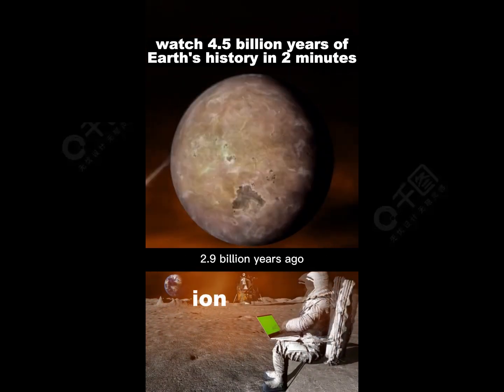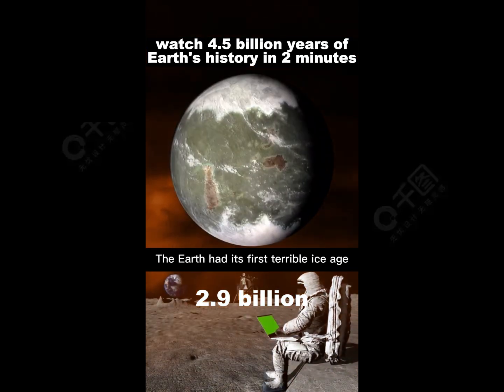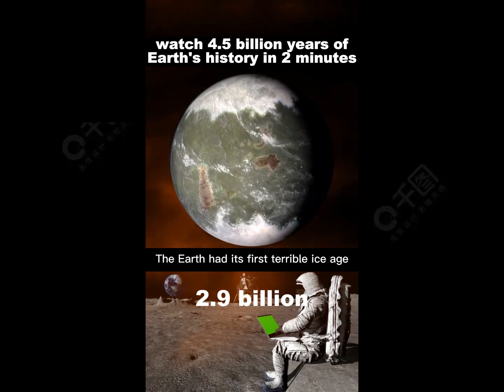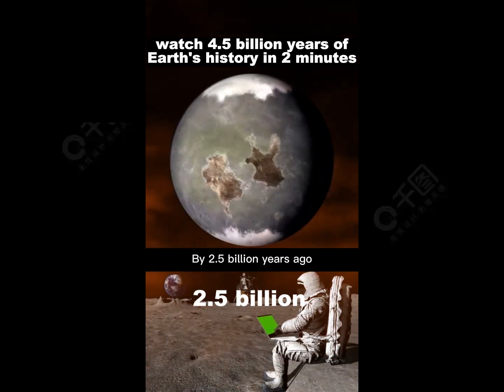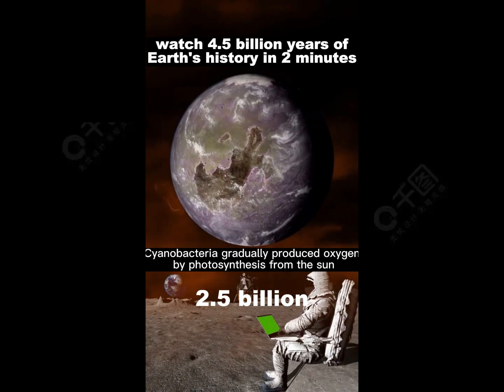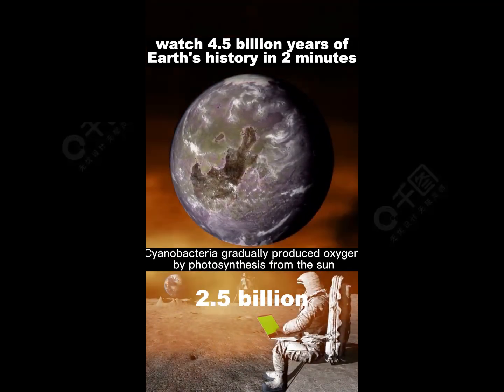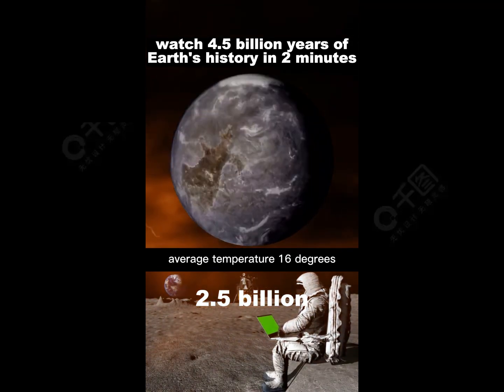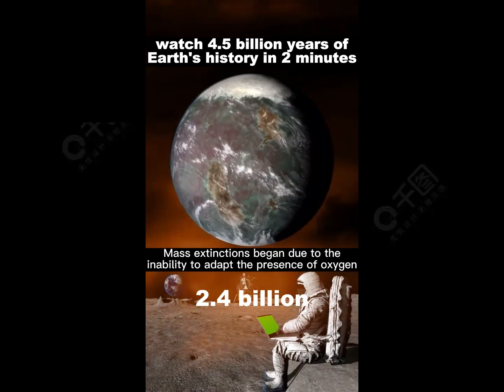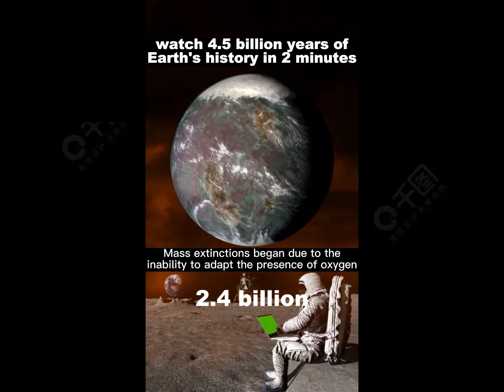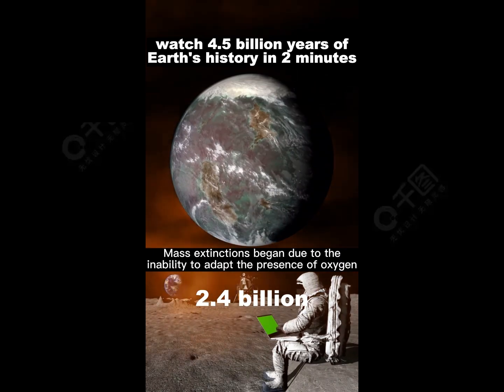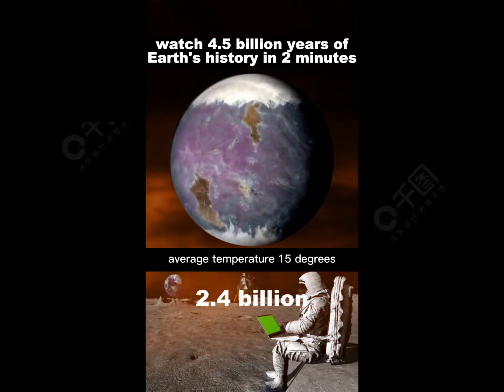Average temperature 24 degrees. 2.9 billion years ago, the Earth had its first terrible ice age. Average temperature was 11 degrees. By 2.5 billion years ago, cyanobacteria gradually produced oxygen by photosynthesis from the sun. Average temperature 16 degrees. 2.4 billion years ago, mass extinctions began due to the inability to adapt to the presence of oxygen. Average temperature 15 degrees.